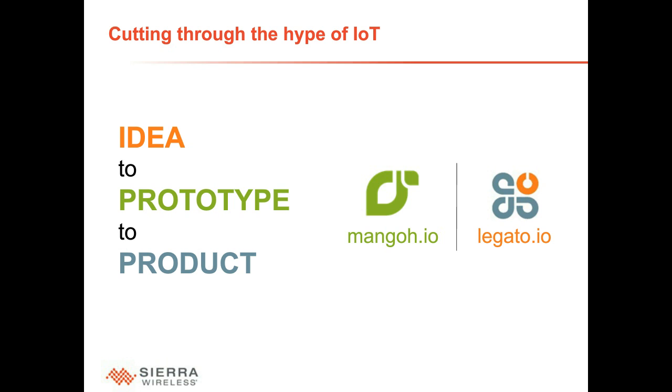Our next question here: with AirVantage, do we have to use the Sierra Wireless server, or can we use our own? You can use your own, for sure.